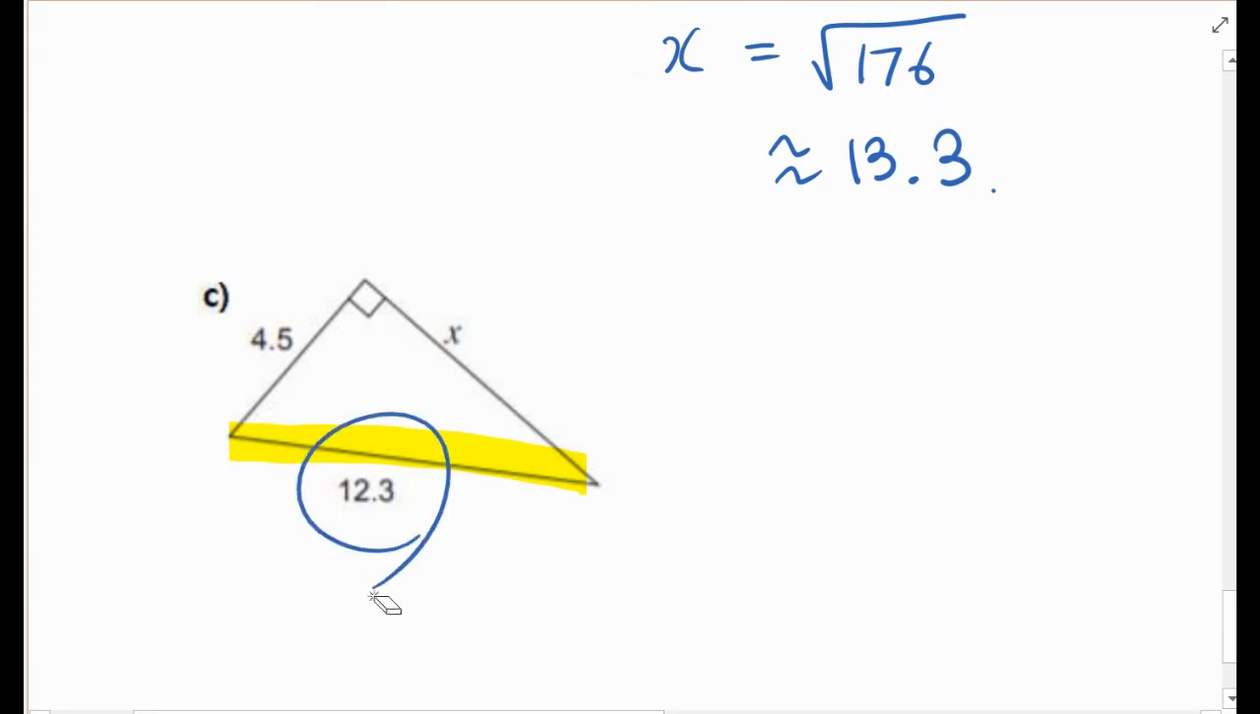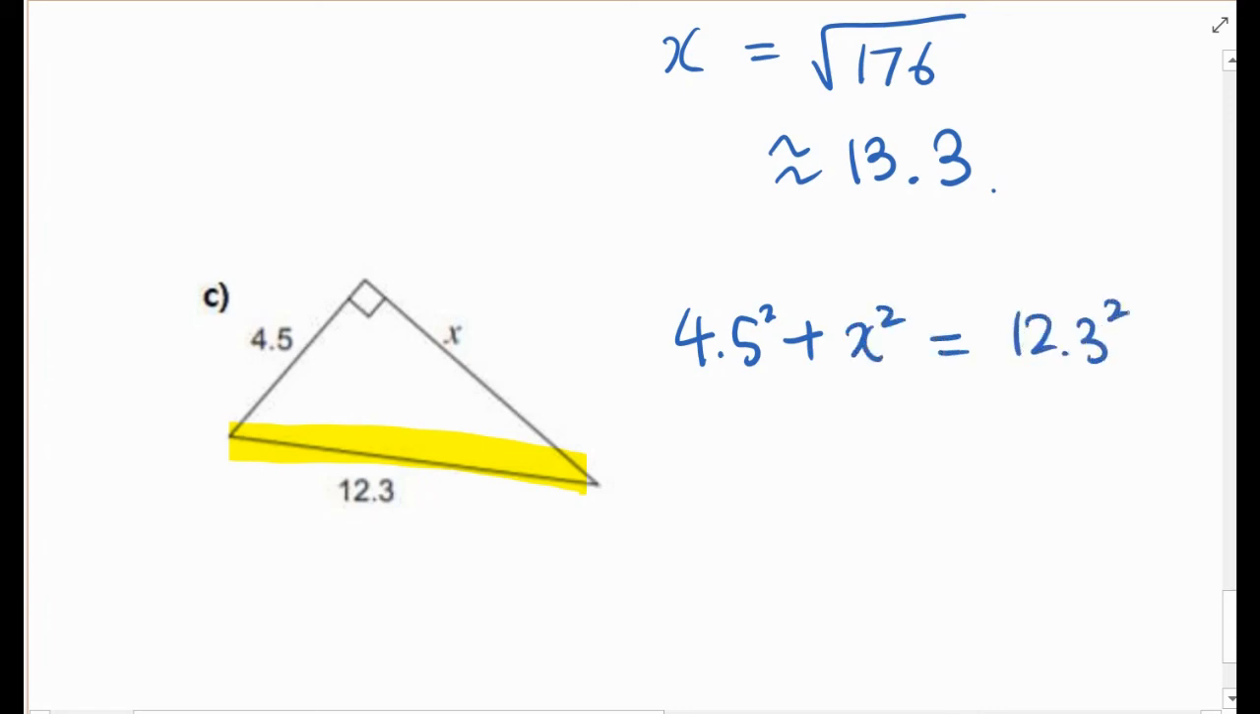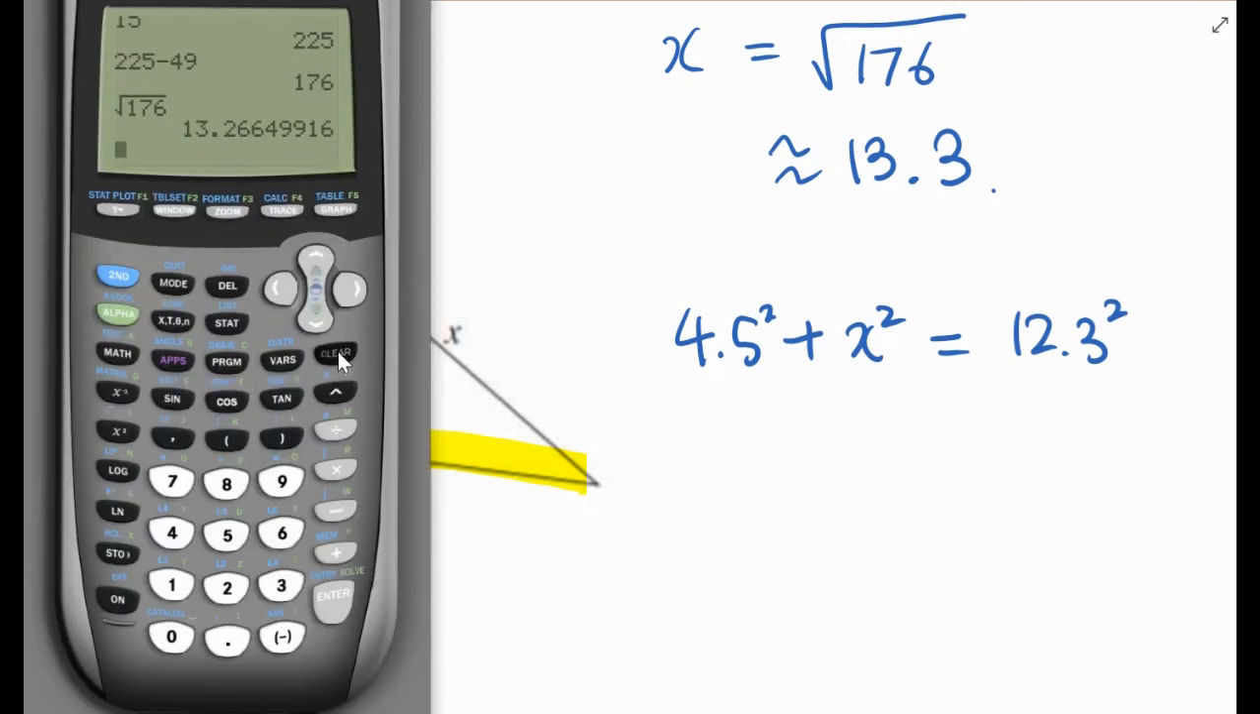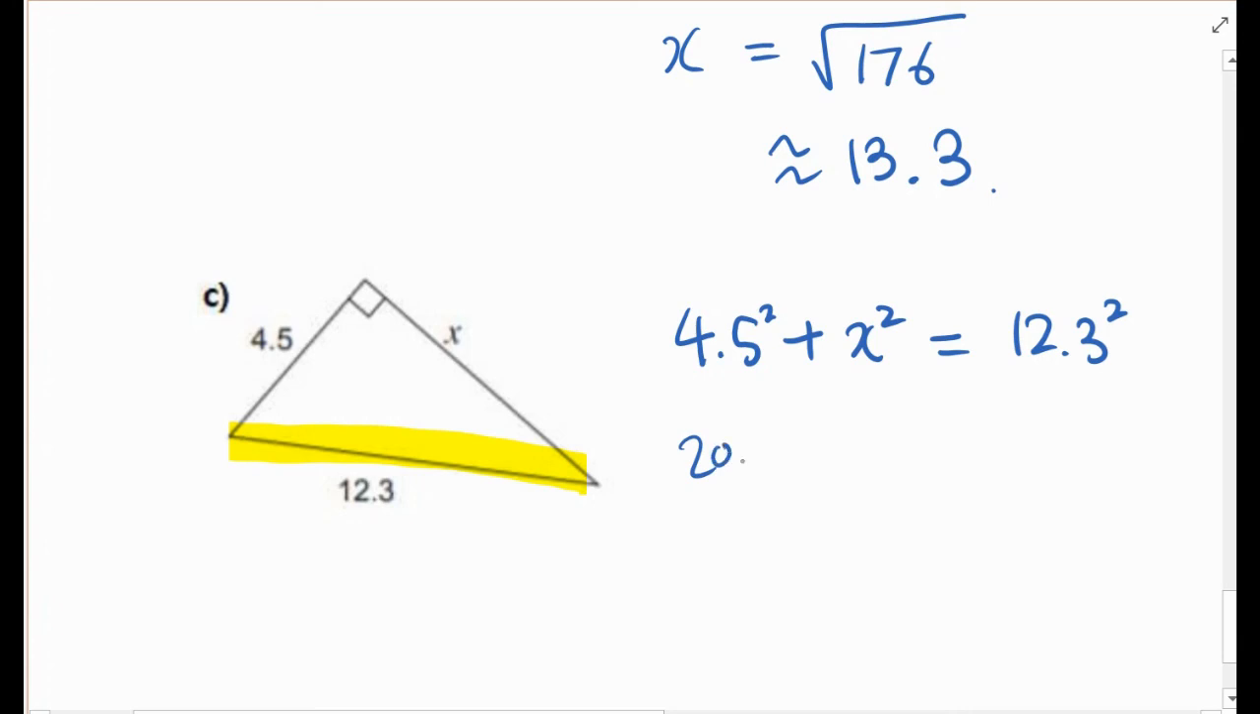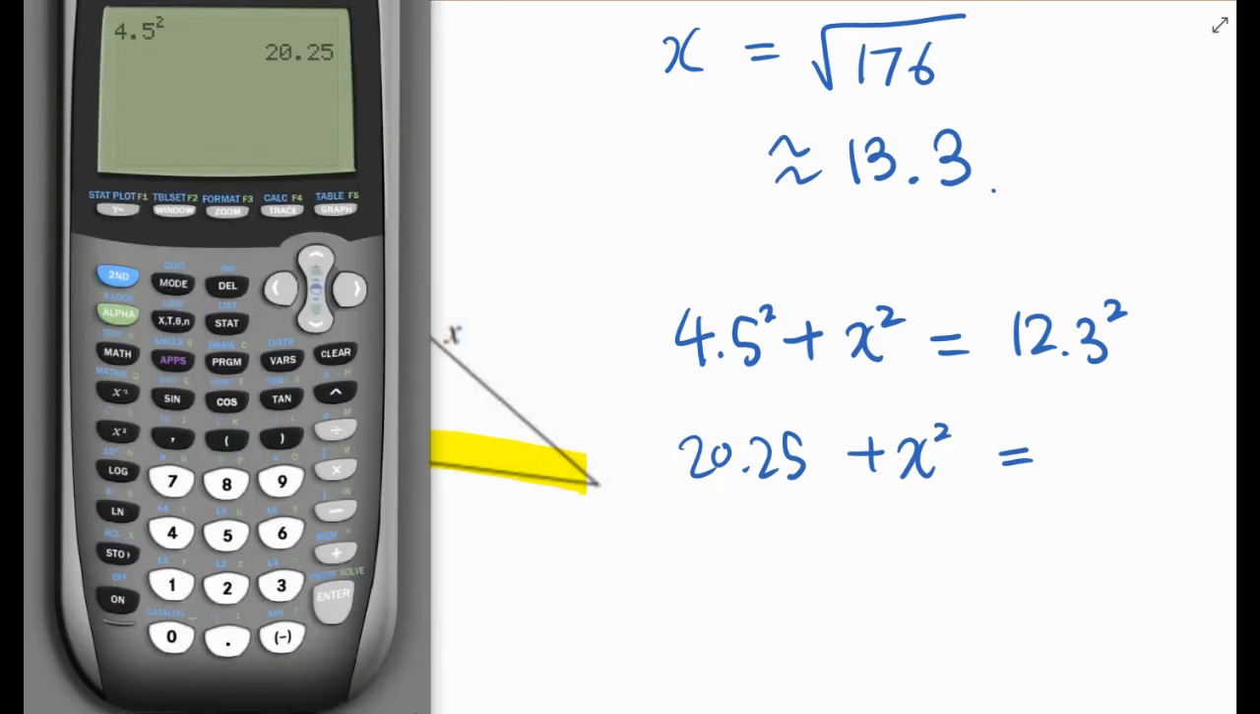Okay, again, this is the hypotenuse. 4.5 squared plus x squared. So hypotenuse should be isolated. And let's calculate it. So 4.5 squared is 20.25 plus x squared equals 12.3 squared, that is 151.29.